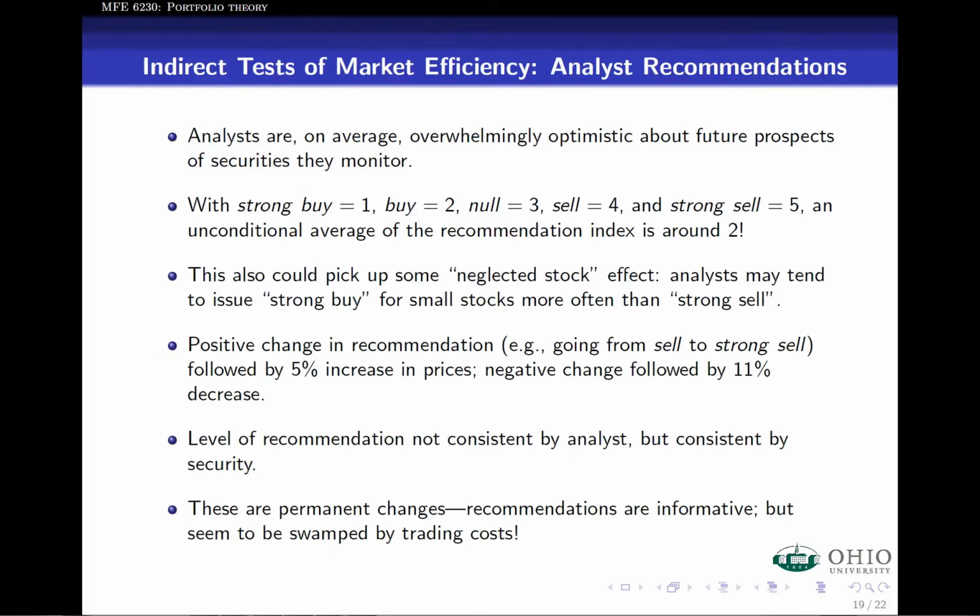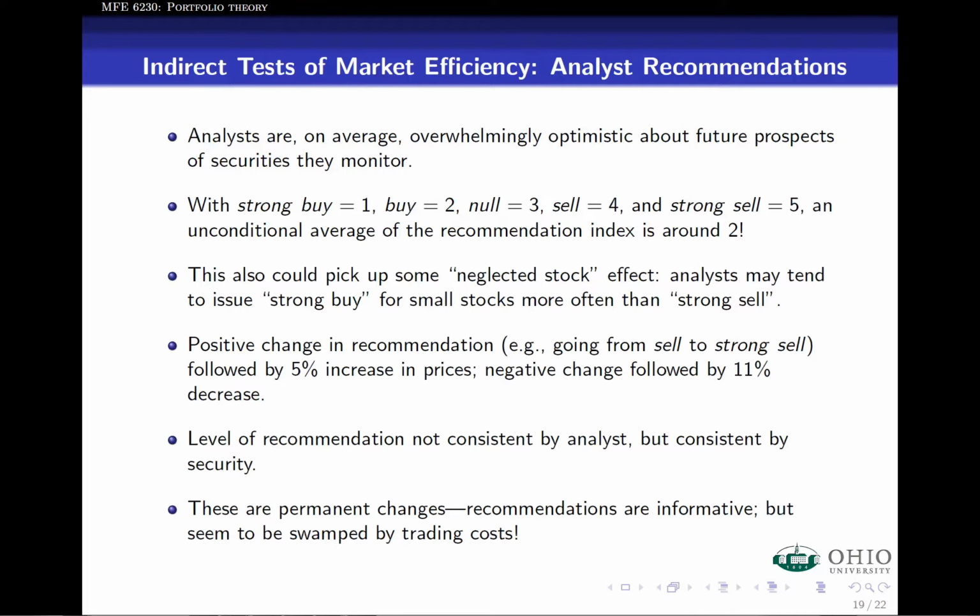Okay, so once you look at the actual data, what you find is that a positive change in recommendation, for example, going from sell to strong sell, is followed by a 5% increase in prices, and a negative change, say going from null, for example, to sell, is followed by an 11% decrease in price. Okay, which means that, you know, once you average across all these analysts, they are right on average. They are correct in predicting what's going to happen with the stock.